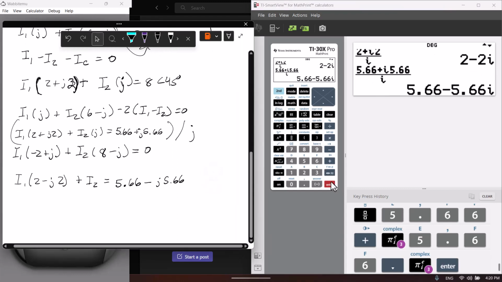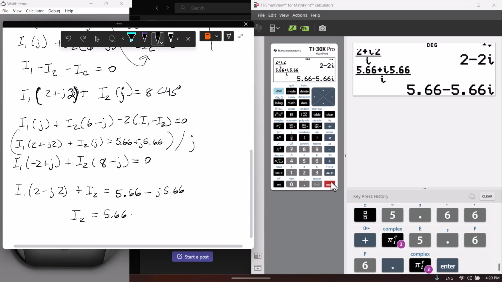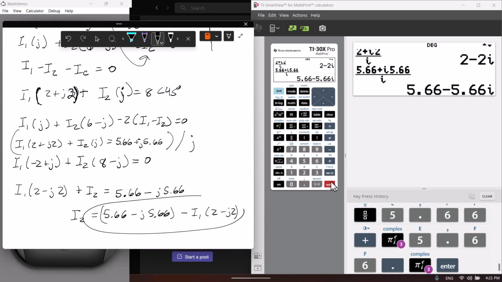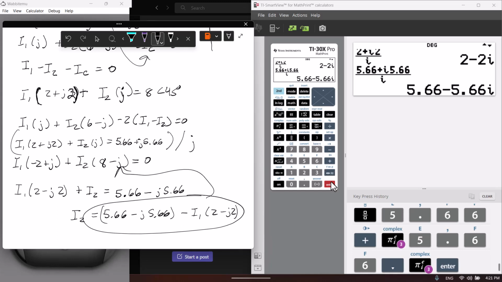Yep. So then I2 equals this number, 5.66 minus j5.66 minus I1 times (2 minus j2). And then I would plug that in for I2 into this equation. And actually, I wouldn't, because I have a calculator that'll do this for me, so I wouldn't actually do this.